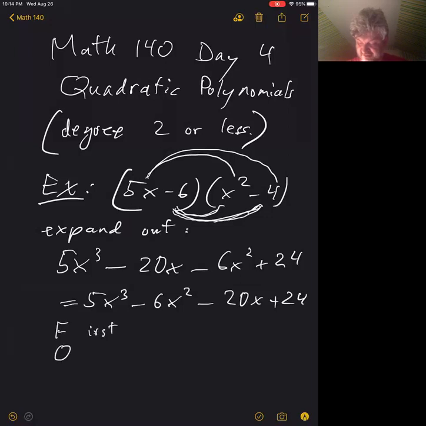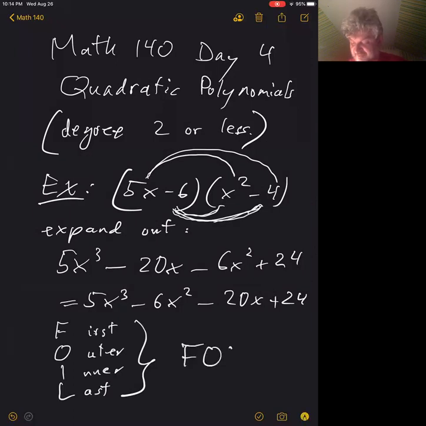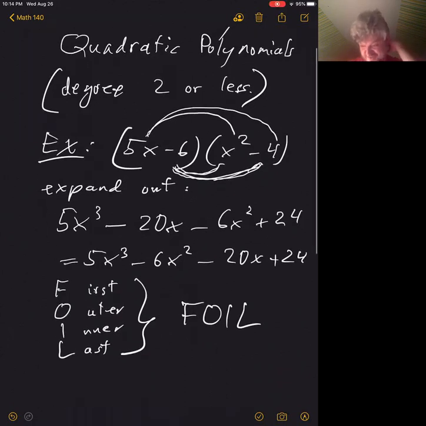first, outer, inner, last, gives you the mnemonic FOIL. You may somehow remember this from high school. FOIL it out, when you've got two terms in every factor.